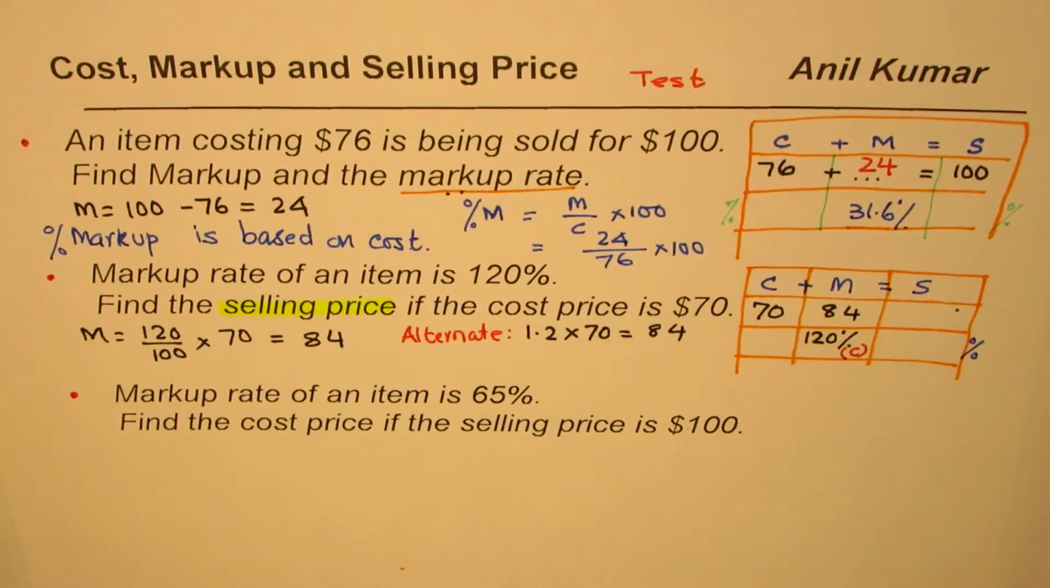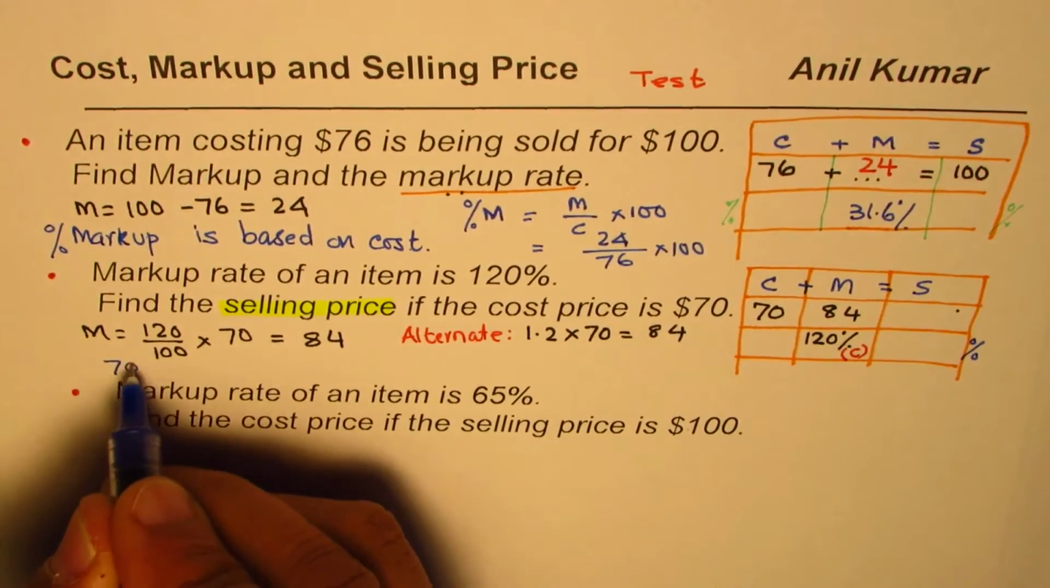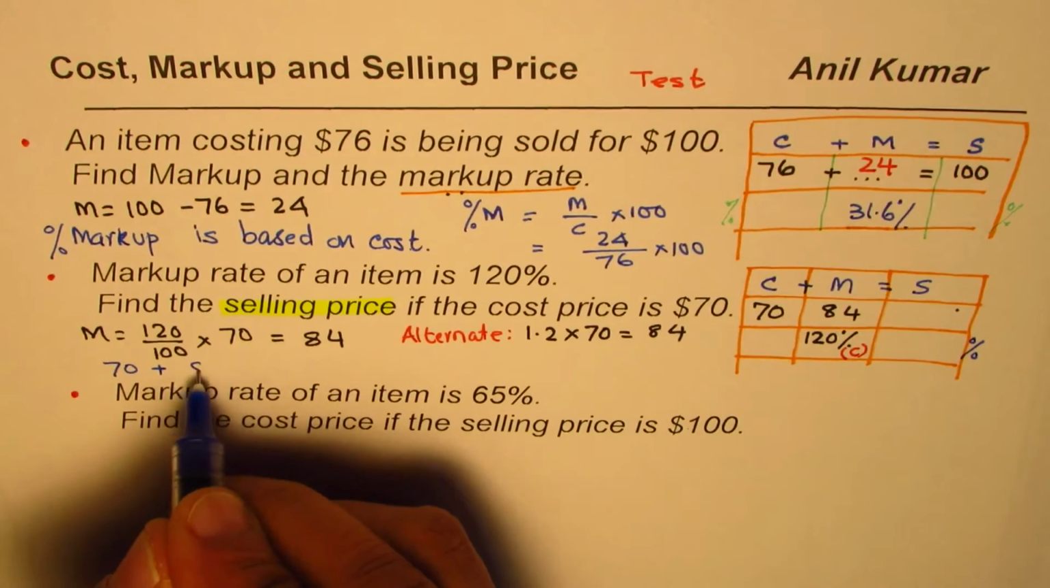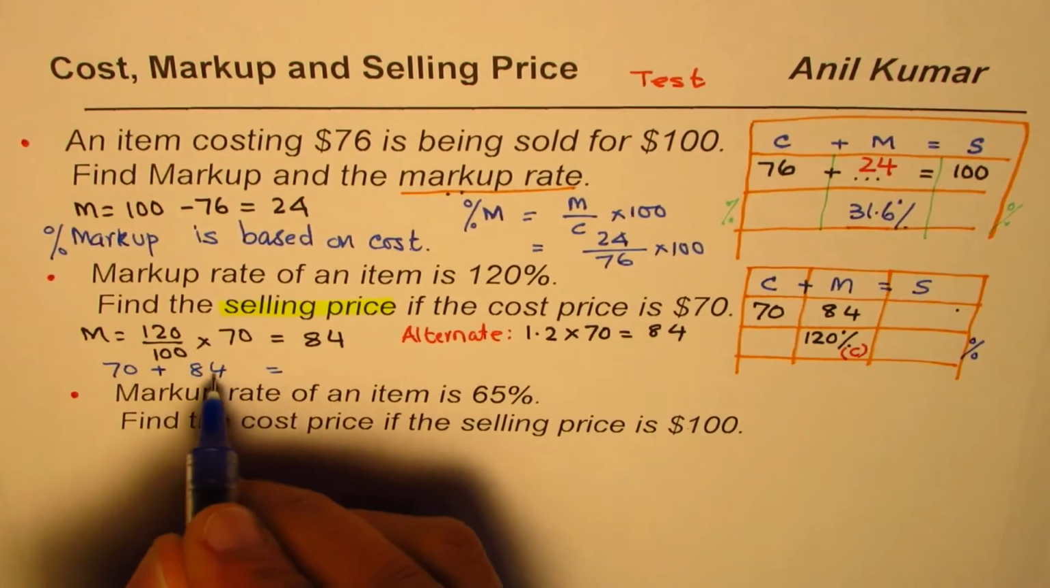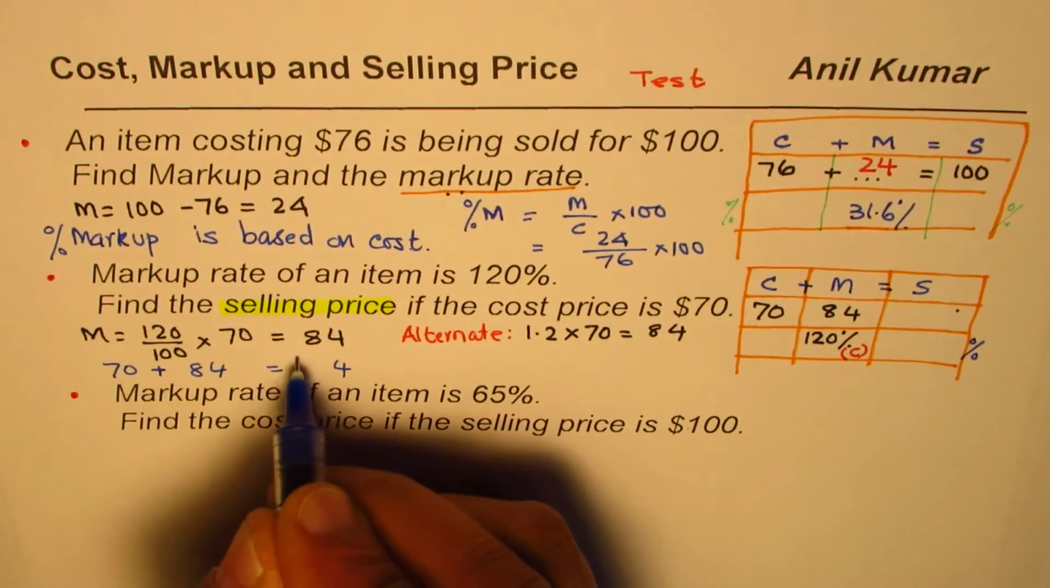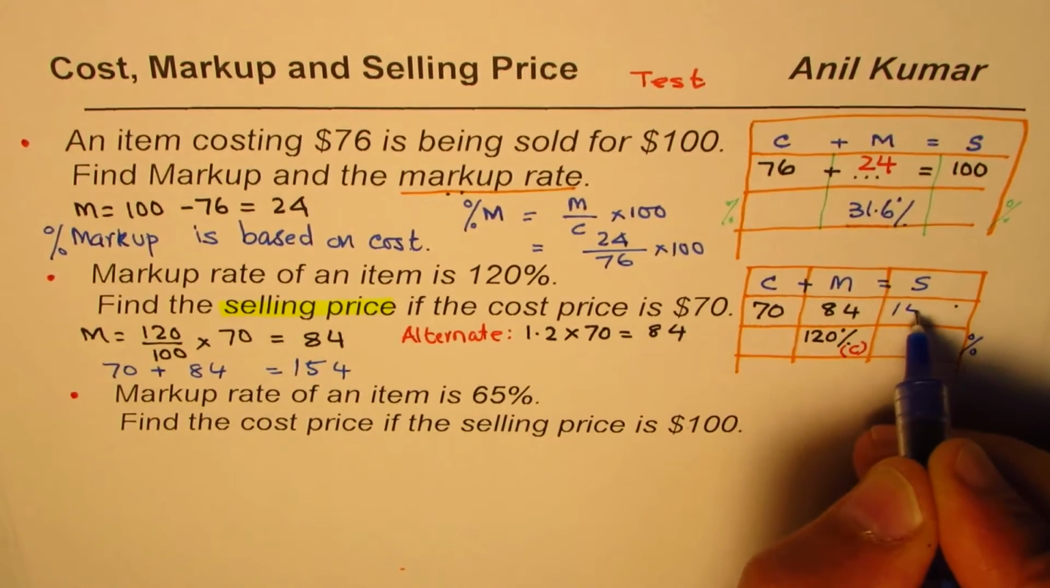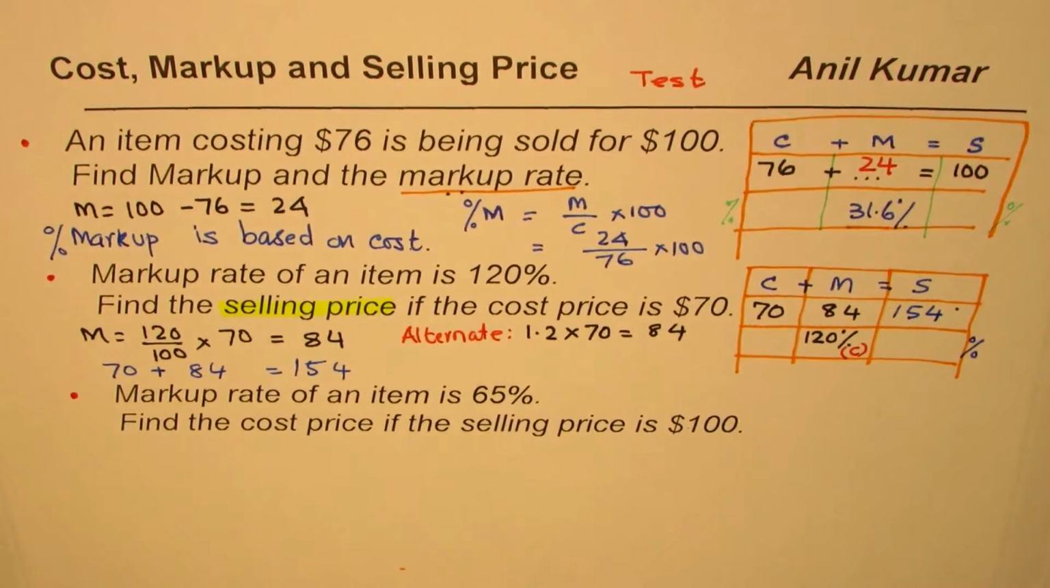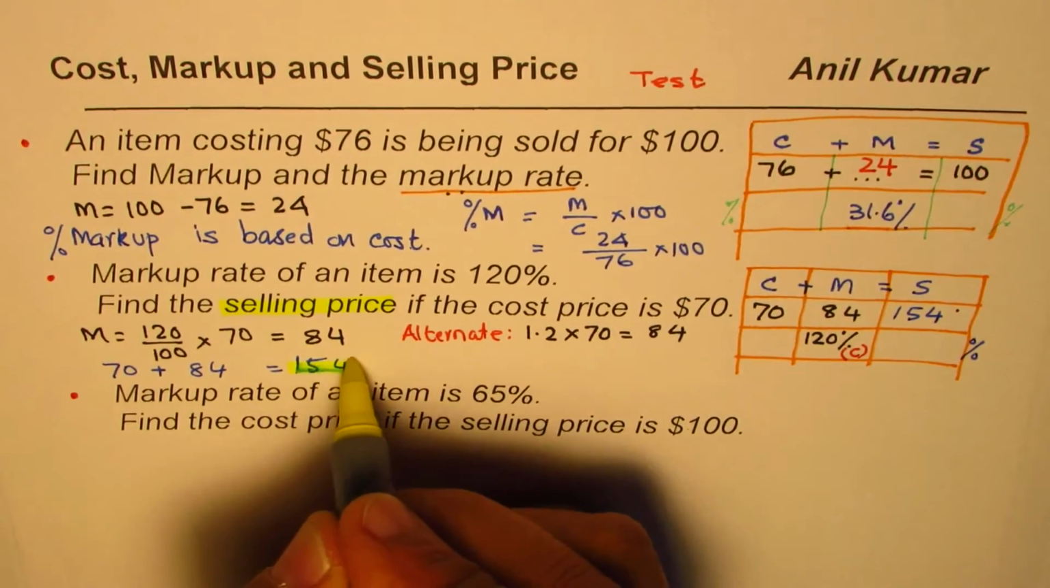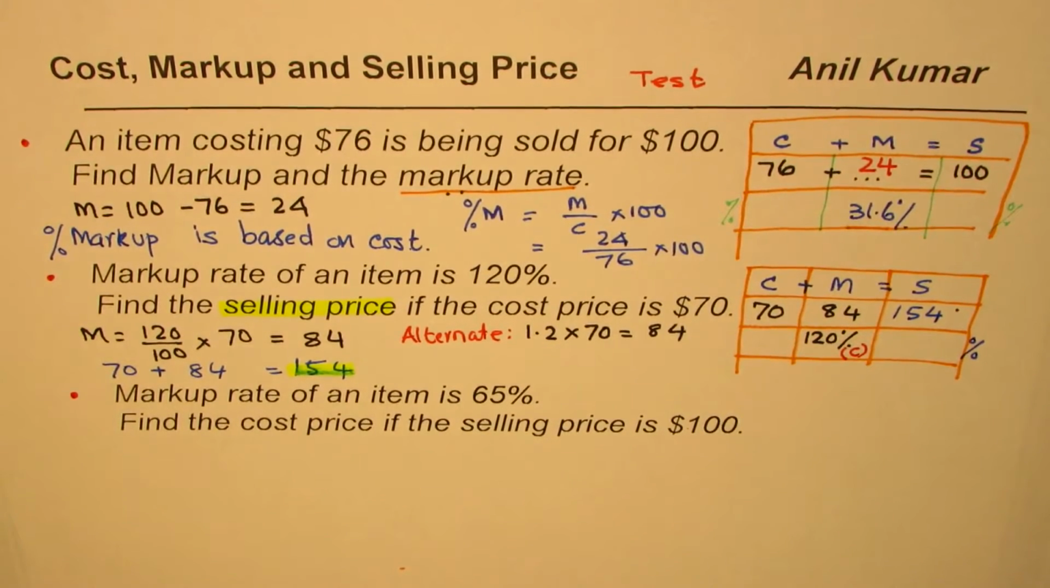So selling price is, you need to add them up, right? So we have to add 70 plus 84 to get the answer. So it is 4 and 8 and 7 is 15. So you get 154 as the selling price, and that is our answer, correct? So our answer is $154, right?